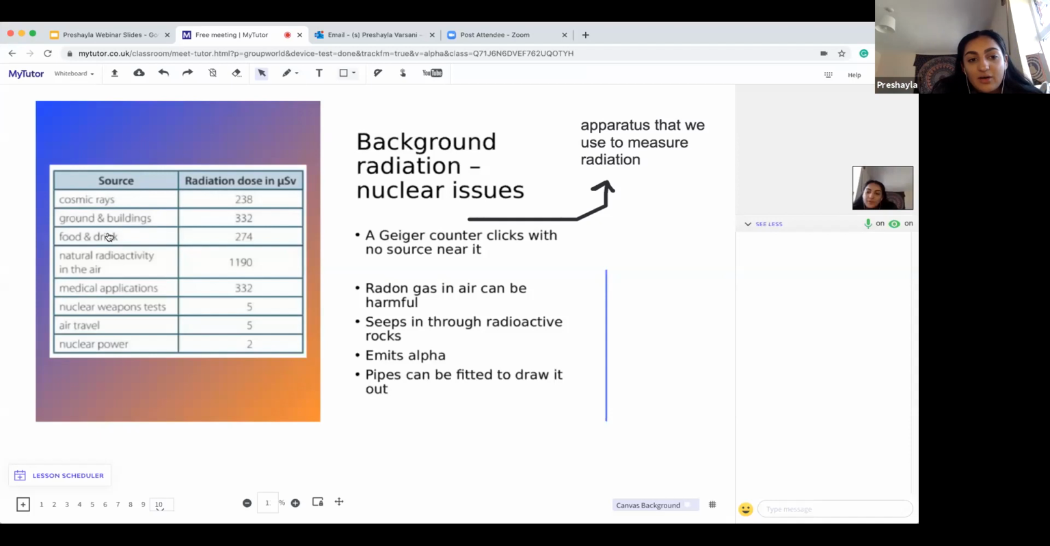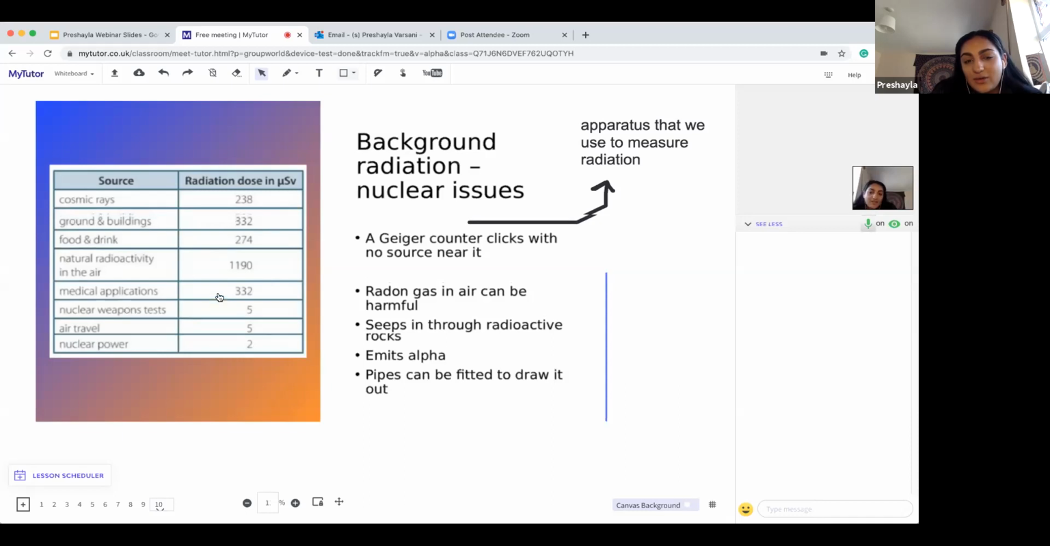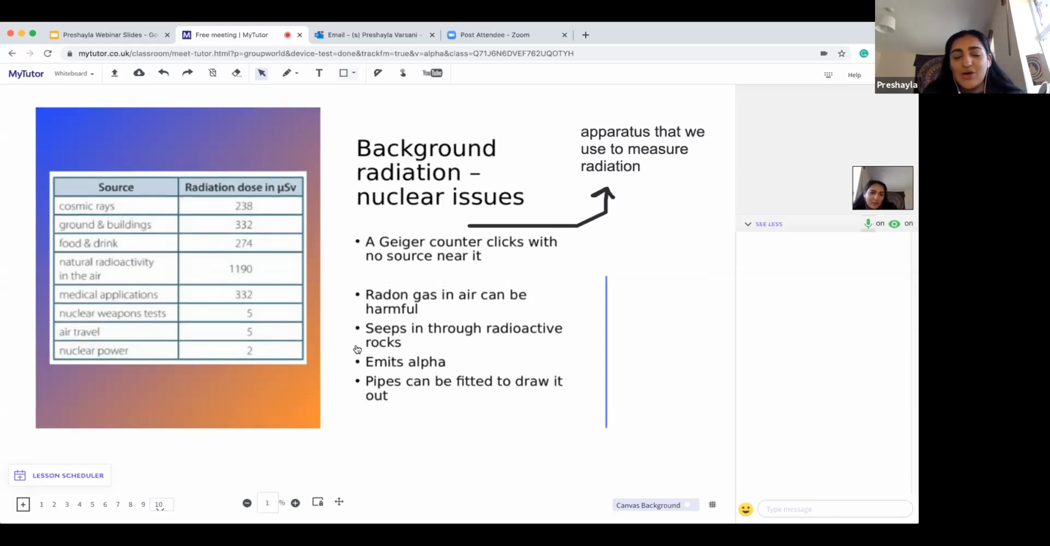Food and drink, cosmic rays, so that's cosmic rays coming from space, nuclear weapons tests, air travel, and nuclear power. So you can see that the lowest radiation dose comes from nuclear power. And nuclear power, when you talk about it, seems quite scary because it can be dangerous and it can be harmful. But actually, the lowest radiation is coming from those nuclear power plants.